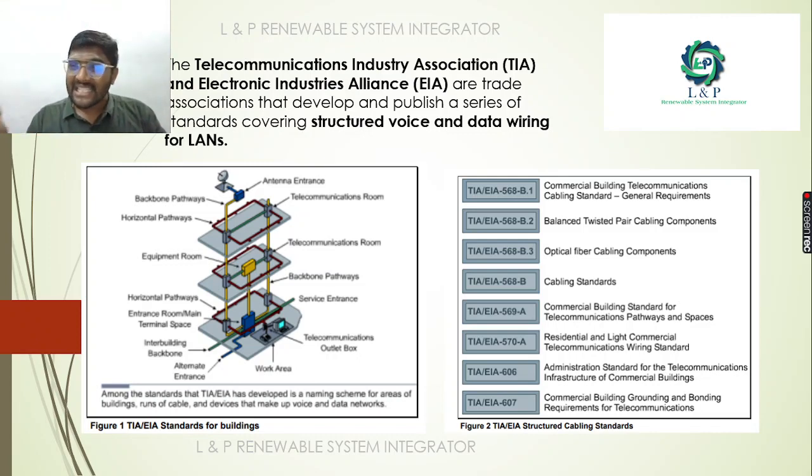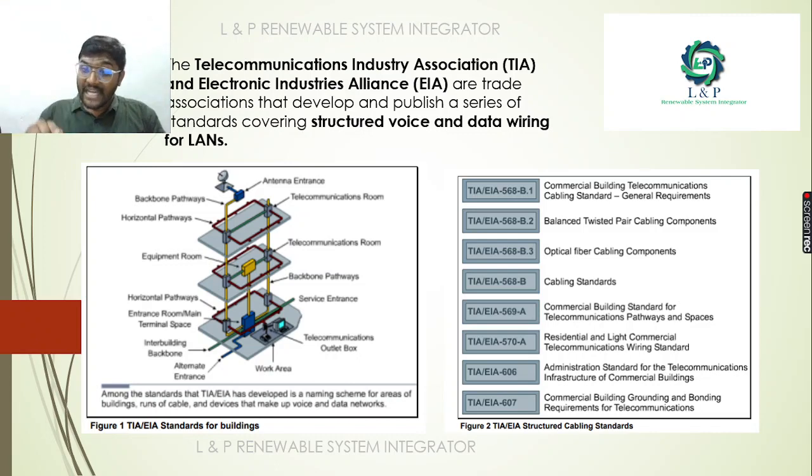568B.1. These are the standards that we need to follow for commercial building telecommunications, especially the general requirements. For balanced twisted pair cabling, we need to follow B.2. For optical fiber cabling components, we need to follow B.3. For the cabling standards, generally you can use the B standards. And for the commercial building standard for telecommunication pathways and spaces, you can follow TIA EIA 569A standards.